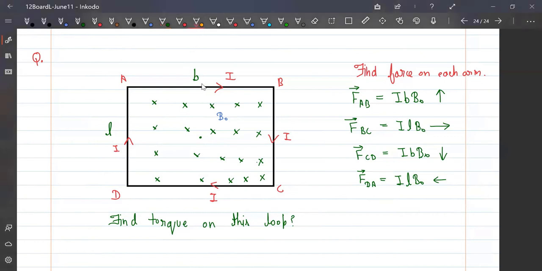So let us say we take this force. This is the force on AB. And if we write R from the center of mass, let this be R. So the torque for the first force, which we call torque 1, will be R cross F. How much will R cross F be? R and F are parallel, which means sin theta is 0, which means theta is also 0. So how much will the torque be?